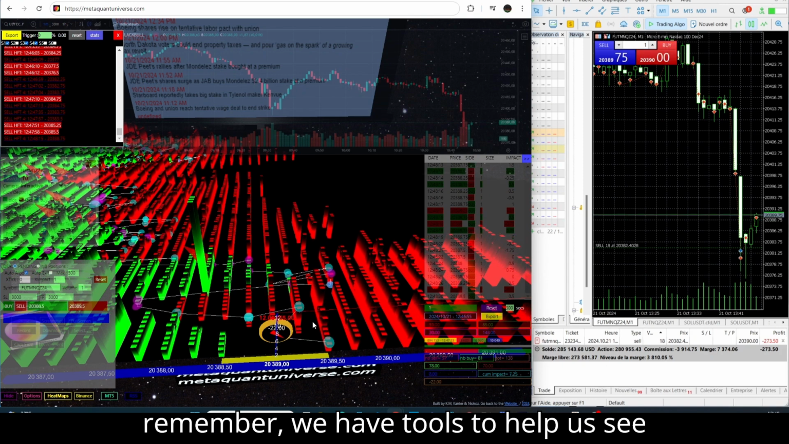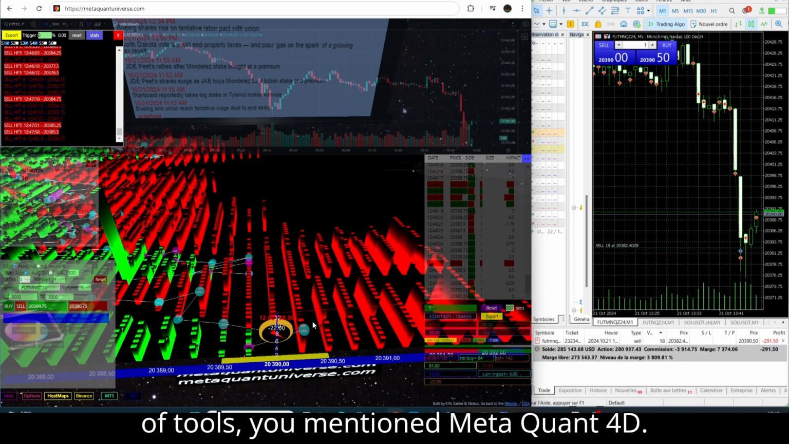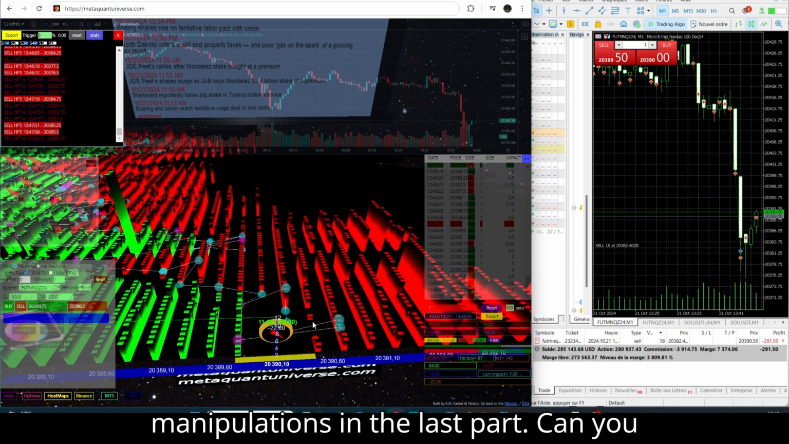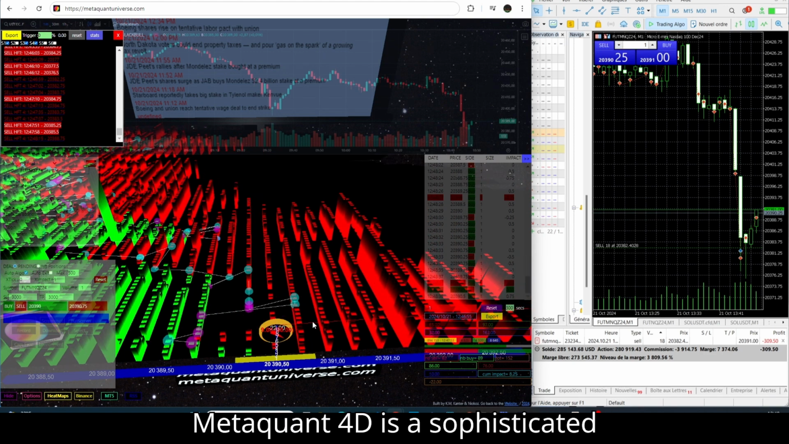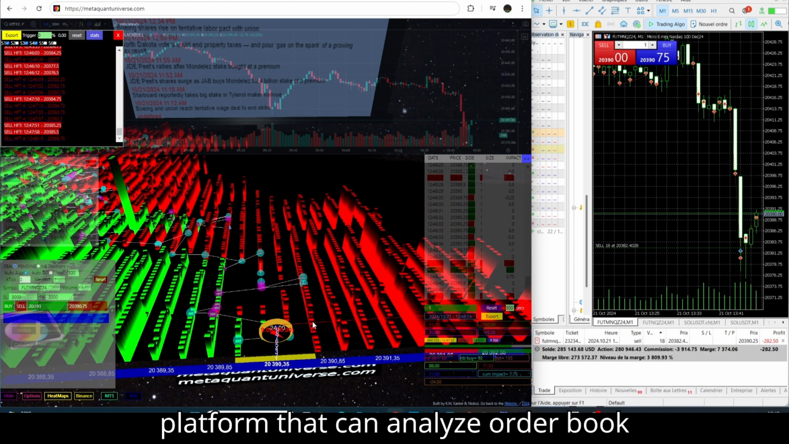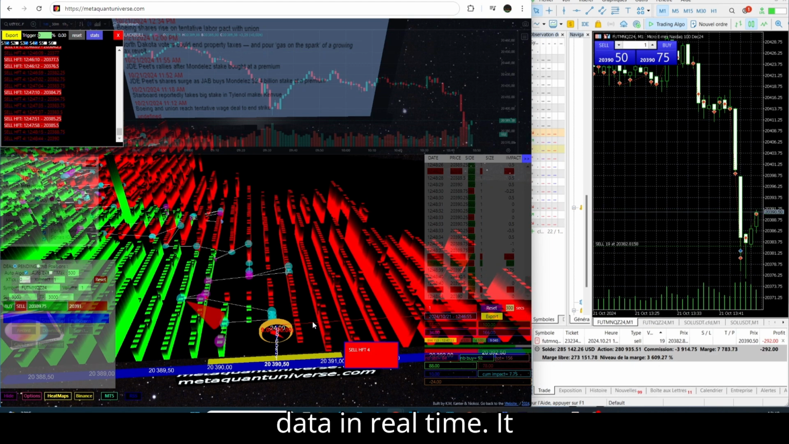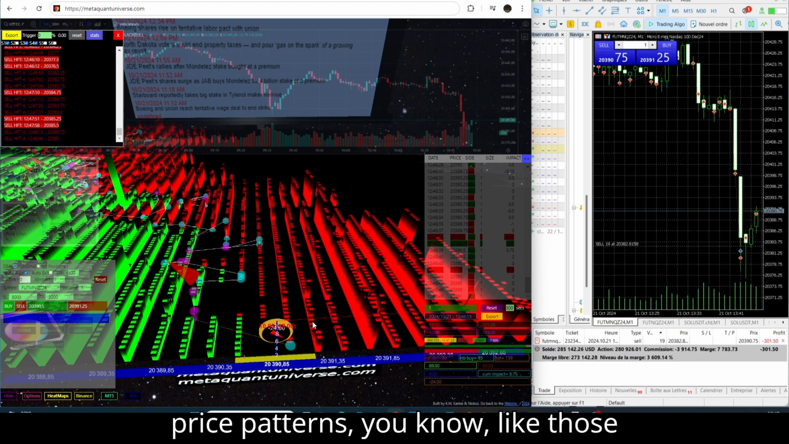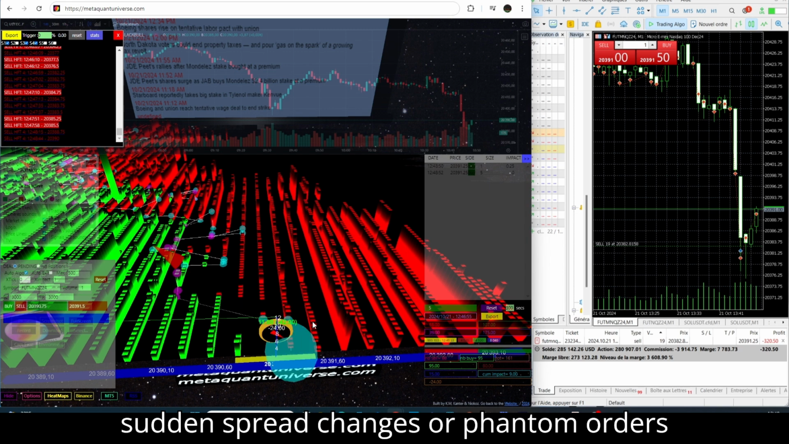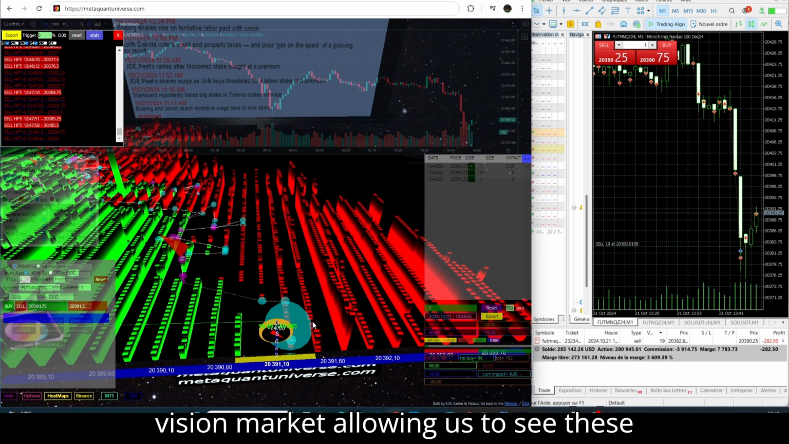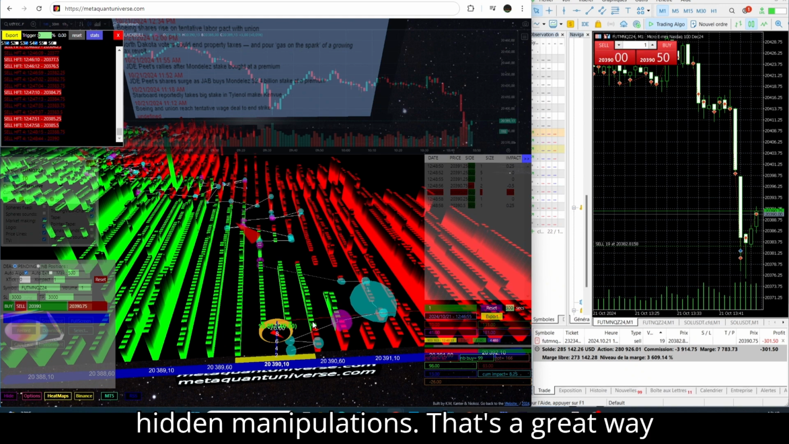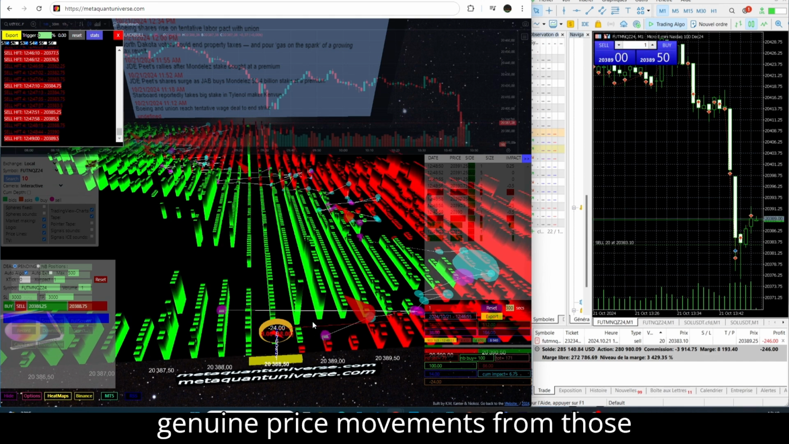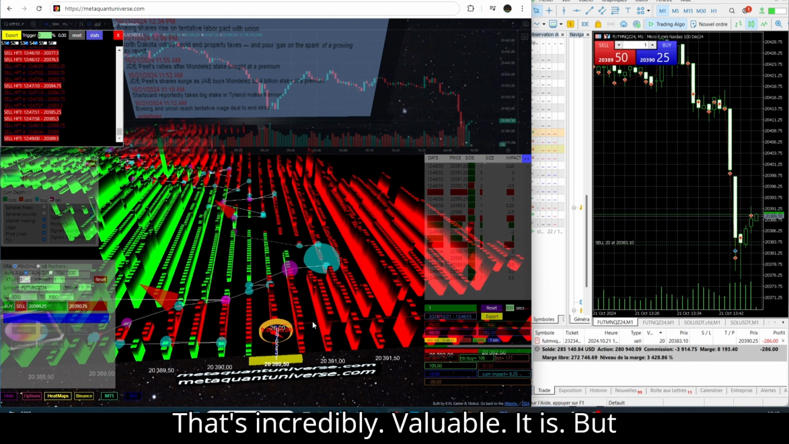Remember, we have tools to help us see what's really happening. Speaking of tools, you mentioned MetaQuant 4D as a way to spot these manipulations in the last part. Can you elaborate on how that works? Sure. MetaQuant 4D is a sophisticated platform that can analyze order book data in real time. It can highlight unusual volume and price patterns, like those sudden spread changes or phantom orders we discussed. So it's like having X-ray vision in the market, allowing us to see these hidden manipulations. That's a great way to put it. It helps you separate the genuine price movements from those artificially induced by market makers. That's incredibly valuable. It is.